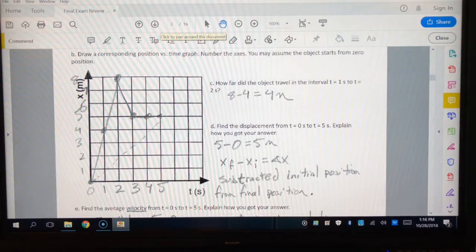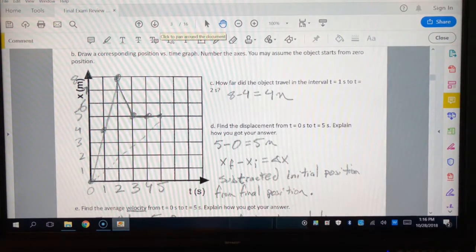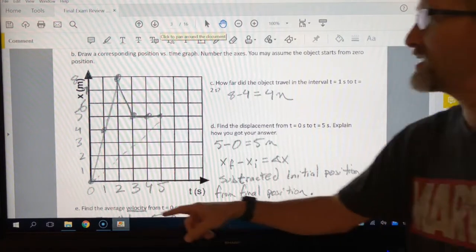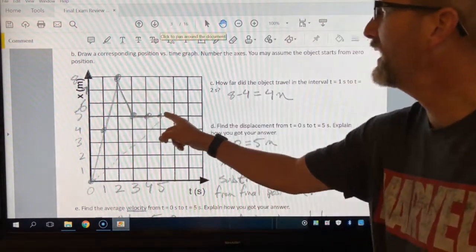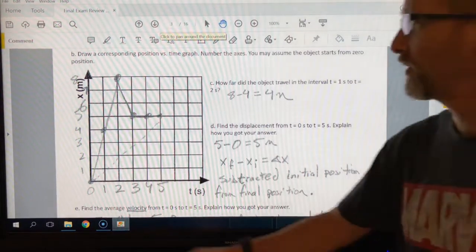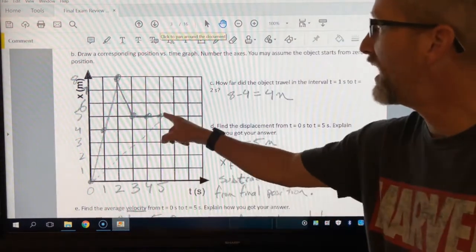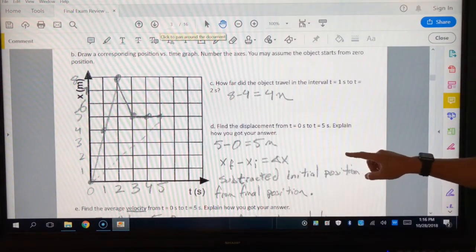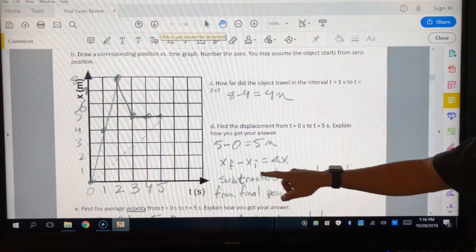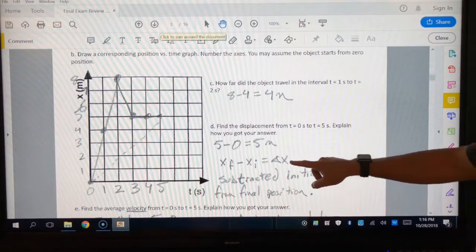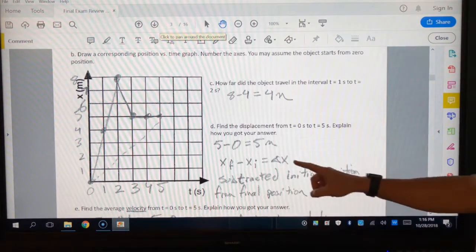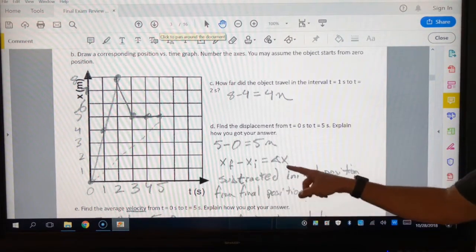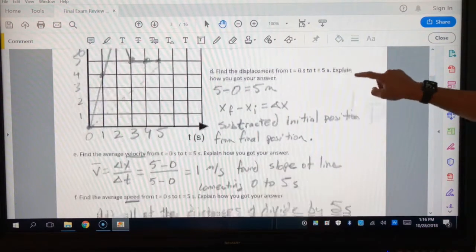They want us now to find the displacement from 0 to 5 seconds. Remember, displacement is different than distance. Distance would be the entire thing, and we just want displacement, so that's from the 0 to the 5, and that's just the dotted line here. So I'm going to take my final position, which is 5, minus my original position, and that's my change in position. So I subtracted my initial position from the final position to get that 5 meters.